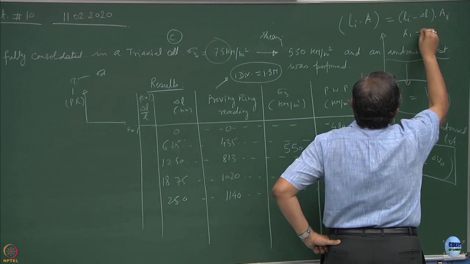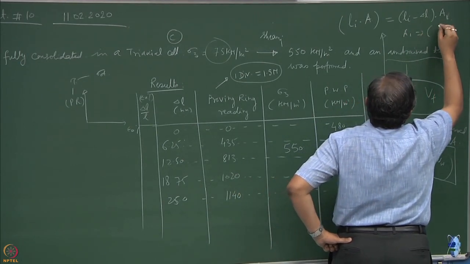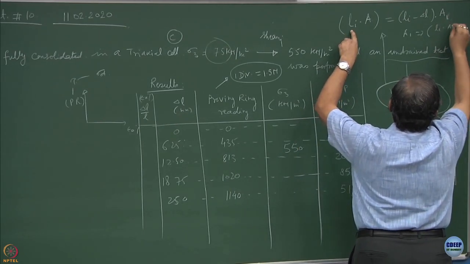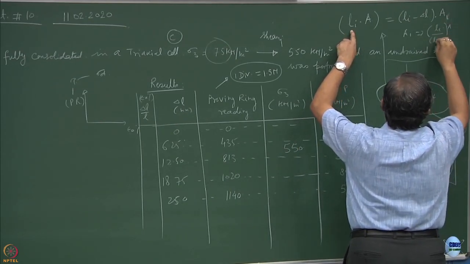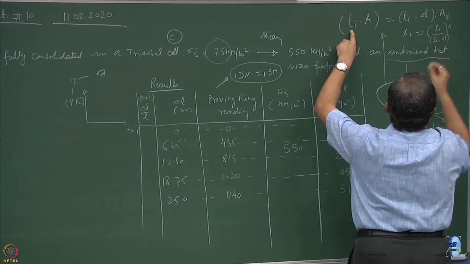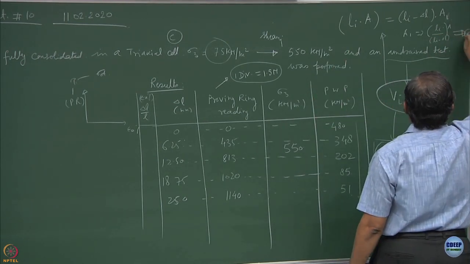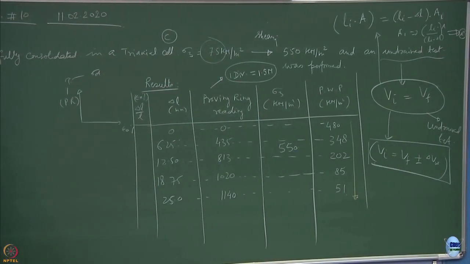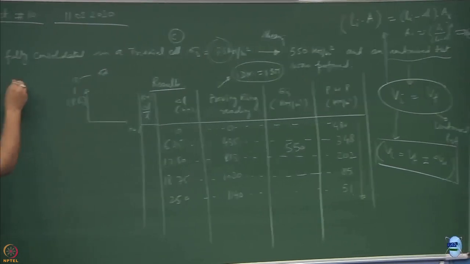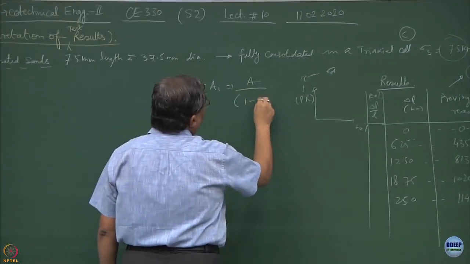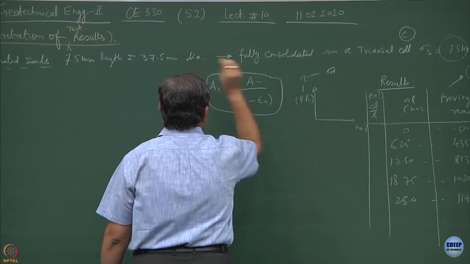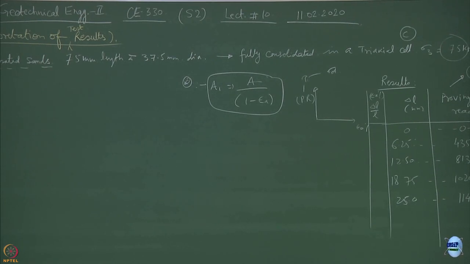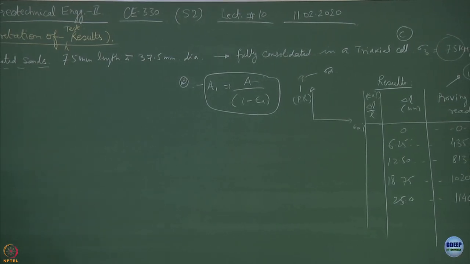So, A1 will be equal to, if I can write this as, Li into A upon Li minus delta L. So, this in other words becomes A1 equal to A upon 1 minus epsilon A. So, we have obtained the corrected area of cross section. This correction has to be applied, otherwise your test will be wrong.